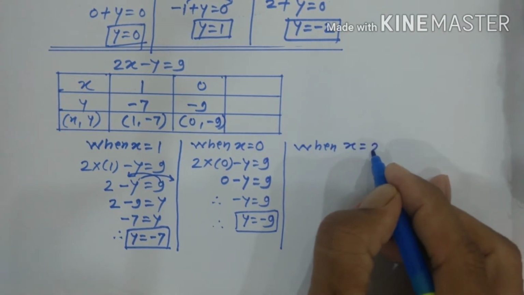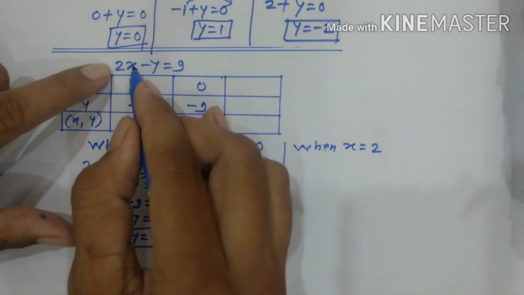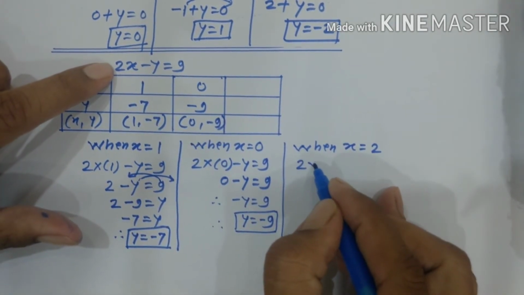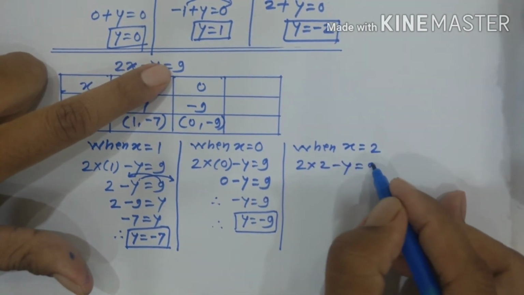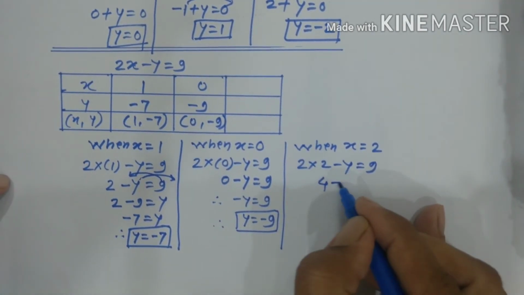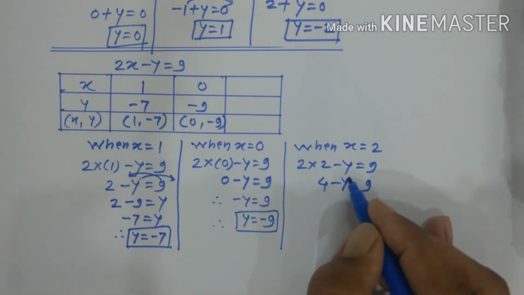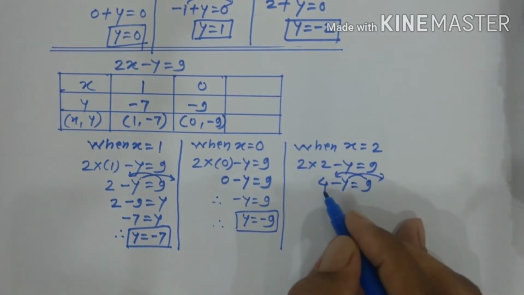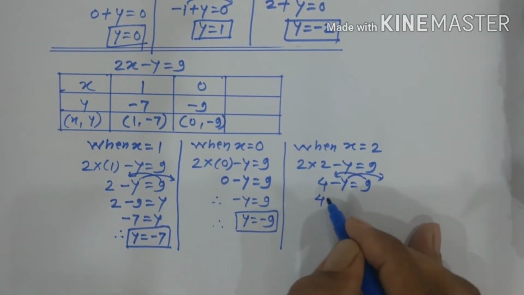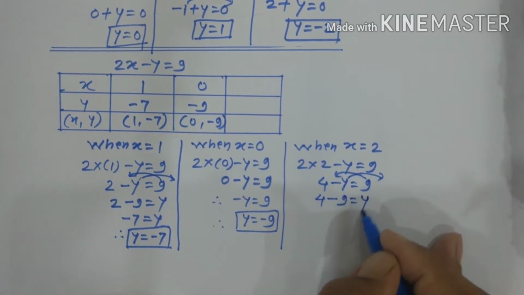When x is equal to 2, put 2 in place of x. Therefore the equation becomes 2 into 2 minus y equal to 9. 2 times 2 is 4, so 4 minus y equal to 9. Transpose minus y to the right side and 9 to the left side. Therefore 9 becomes minus 9, and minus y becomes plus y.